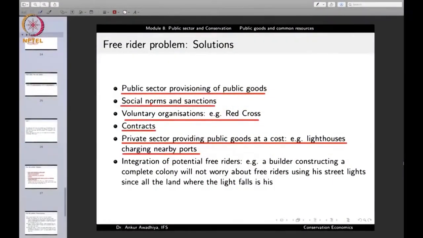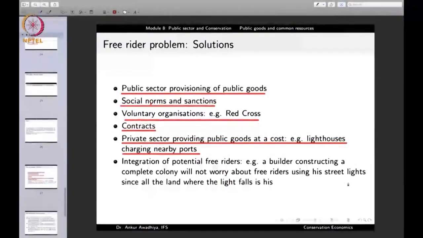Or integration of the potential free riders. A builder who is constructing a complete colony will not worry about free riders using his street lights, since all the land where the light is falling is his. So street lights are also public goods, because you cannot exclude people from using it, and they are non-rival in consumption. But if nobody pays for the street lights, then what will happen? There will be no street lights.